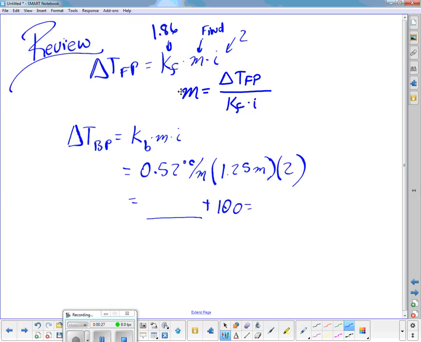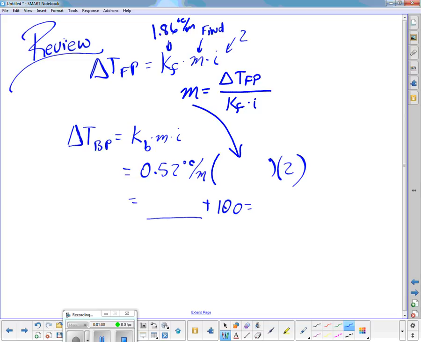Now KF is the 1.86 degrees Celsius per molal, and the I is going to be 2 because we did salt. Then it asks you, after you find the molality, to find the new boiling point. To find the new boiling point, the KB for boiling is 0.52 for water. Whatever your molality is, throw it in right there, and you're going to times it by 2.